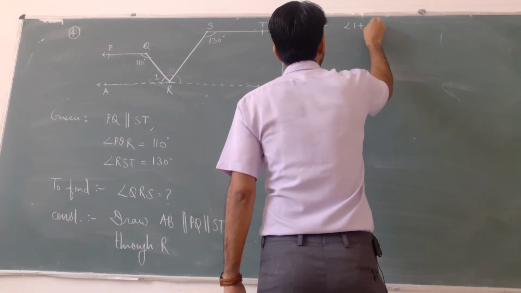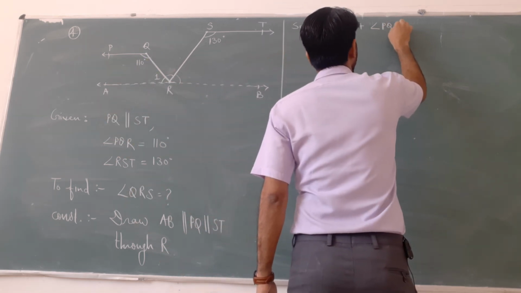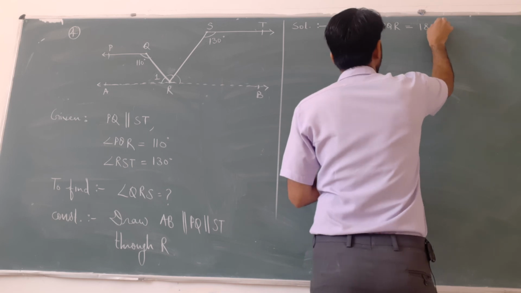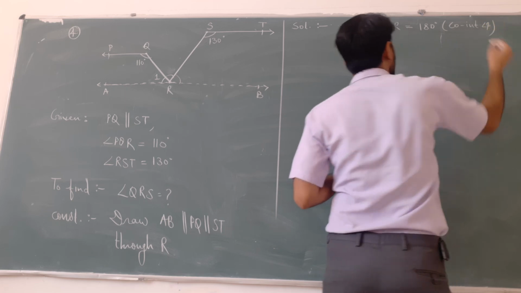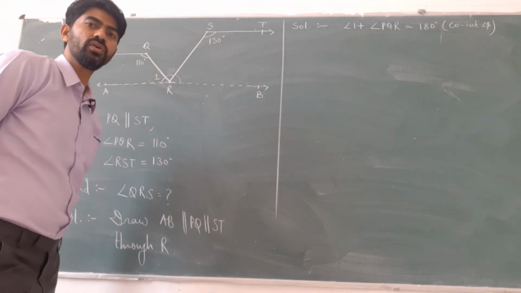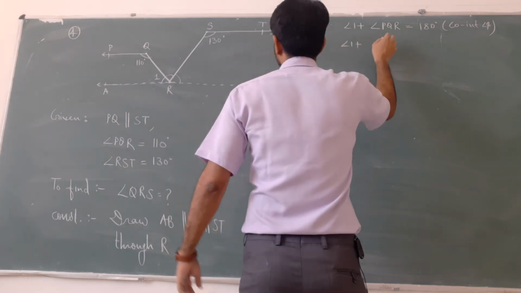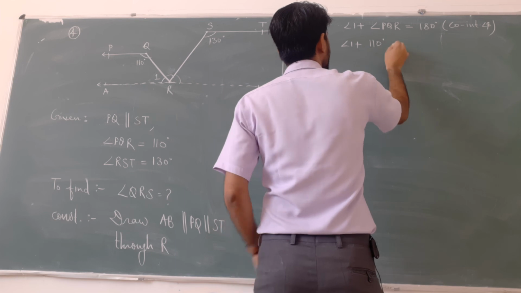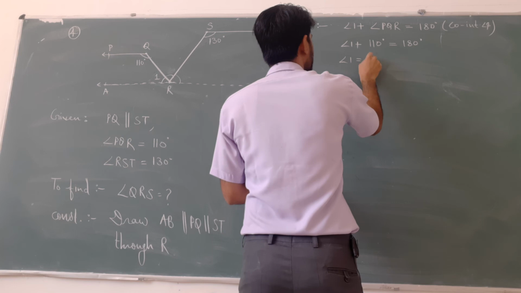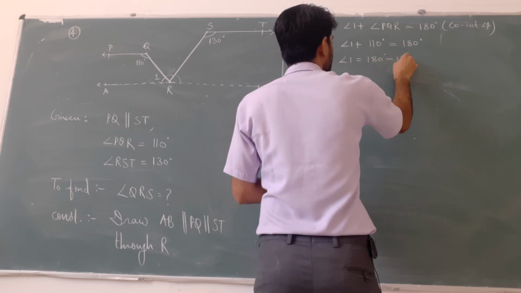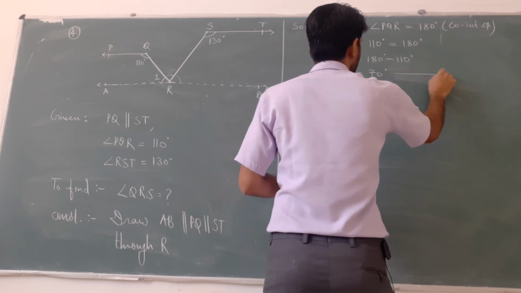angle 1 plus angle PQR must be equal to 180 degree. Reason is co-interior angles. Okay, these are co-interior angles. So angle 1 plus PQR, which is given 110 degree, must be equal to 180 degree. So angle 1 is equal to 180 degree minus 110 degree. So angle 1 is equal to 70 degree. Give it equation number 1.